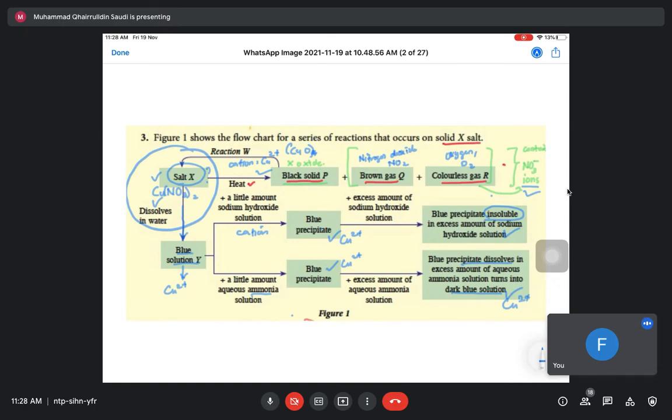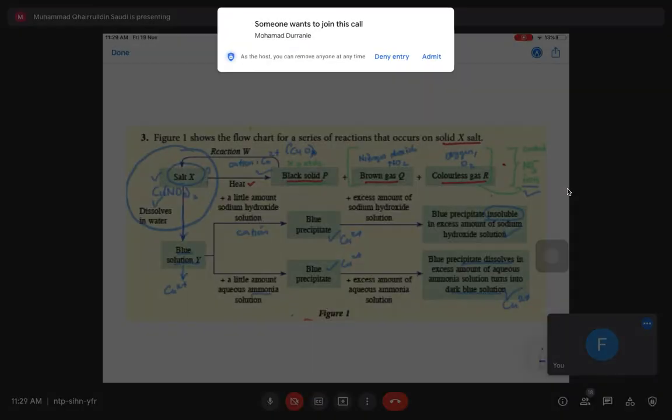Third, to remember metal oxide that have color when hot and color when cold. Fourth, remember the observation and reagents when you test for anions. Fifth, remember the observation that you will get when you test for cations. Last sekali, remember the confirmatory test, when you have to remember the reagent and the observation to confirm sama ada your salt contain lead or aluminium or ammonium or iron 2 and iron 3.